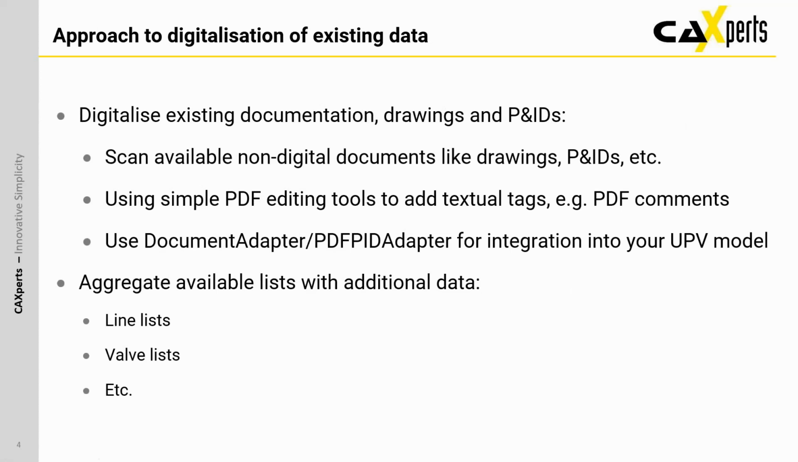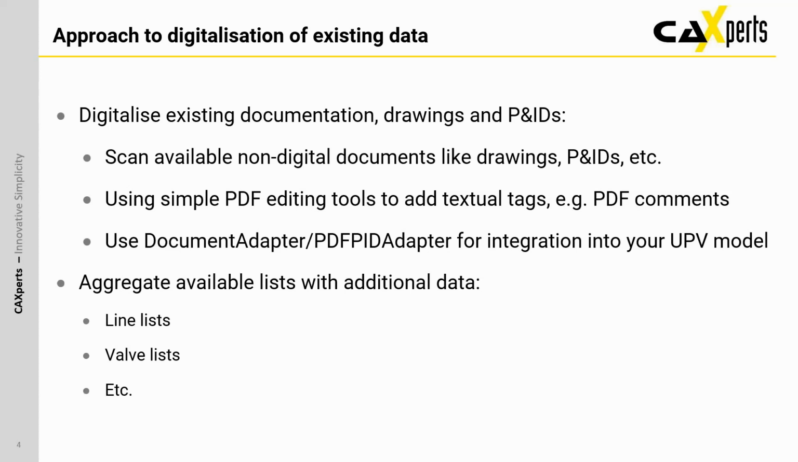So, what is the approach to digitalization of existing data? First of all, you should start by digitalizing existing documentation, drawings, and PNIDs that are not available in a digital format yet. This means scan available non-digital documents like drawings, PNIDs, etc. into PDF.